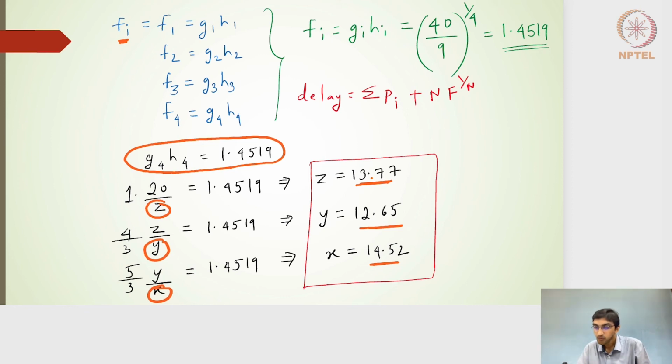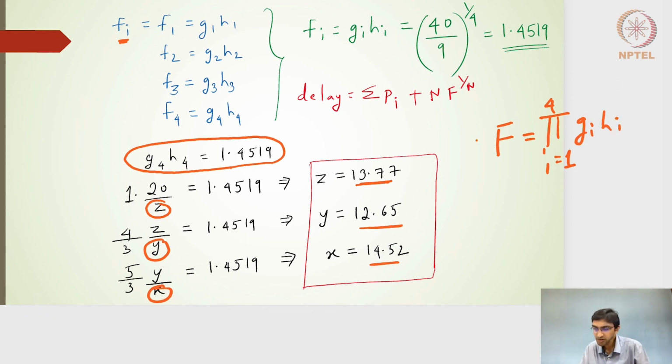All right. What it also says is, right, so what we have done is we have taken the f value, which is nothing but the product of the individual effort delays for the 4 stages.